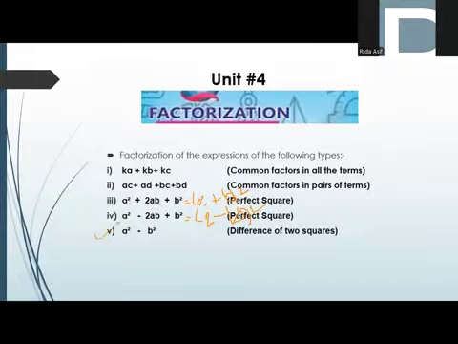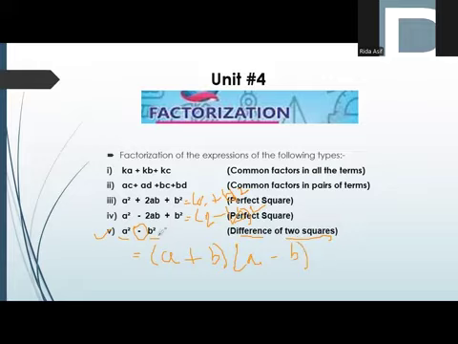Now, what about the next one? If we are having two terms with squares and there is a minus sign between these two terms, we will apply the method called the difference of two squares, right? For example, if we are having a square minus b square, students, you know all about this formula, difference of two squares. Yes, a plus b, a minus b. So a plus b and a minus b are the factors of a square minus b square.